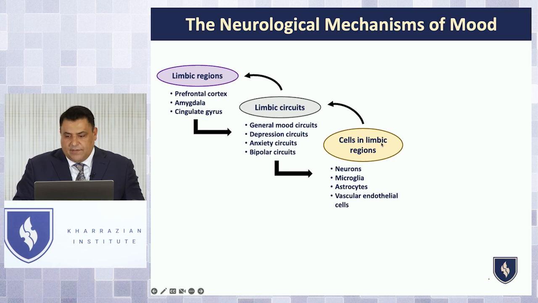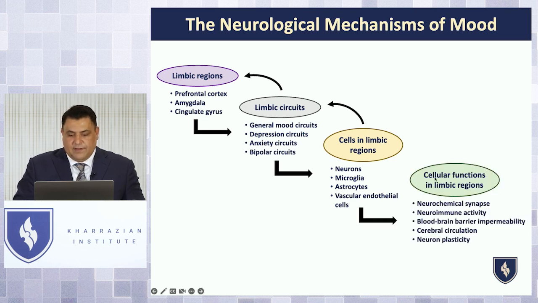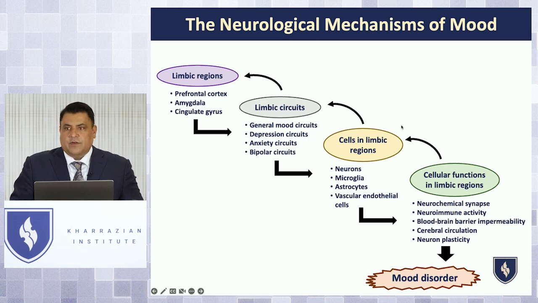And then the cells in the limbic system have their cellular functions, and that's where the neurochemical synapse comes in, neuroimmune activity comes in, the blood-brain barrier permeability, cerebral circulation, neuroplasticity all come in. These are the normal functions that take place in the limbic regions, and these cellular functions impact cells, and these cells impact circuits, and these circuits impact regions, and we have this normal system here. And again, any dysfunction in any part of this system leads to a mood disorder, right?